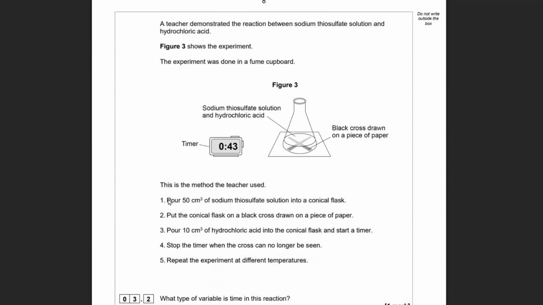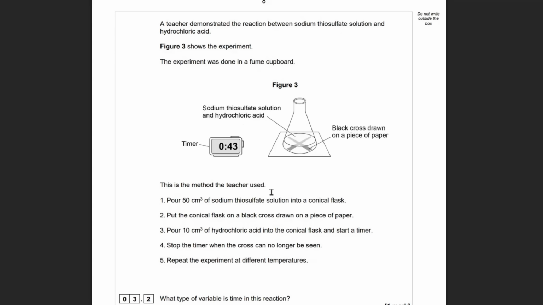Right, let's check out what's going on here. A teacher demonstrated the reaction between sodium thiosulfate solution and hydrochloric acid. Figure 3 shows the experiment. We can see we've got a conical flask with sodium thiosulfate solution and hydrochloric acid in there. We've got a black cross underneath the flask on a piece of paper, and they've got a timer. The experiment was done in a fume cupboard, so it sounds like it was dangerous. They don't want you breathing in something.